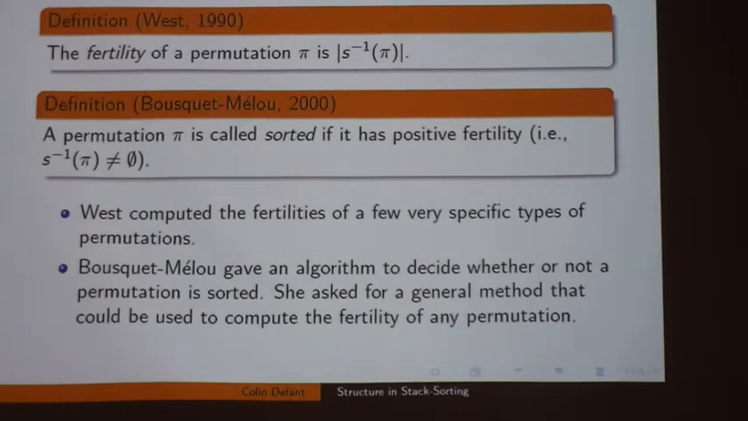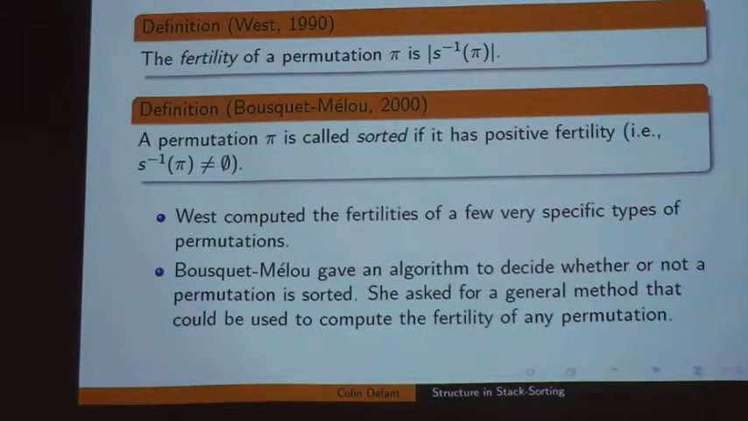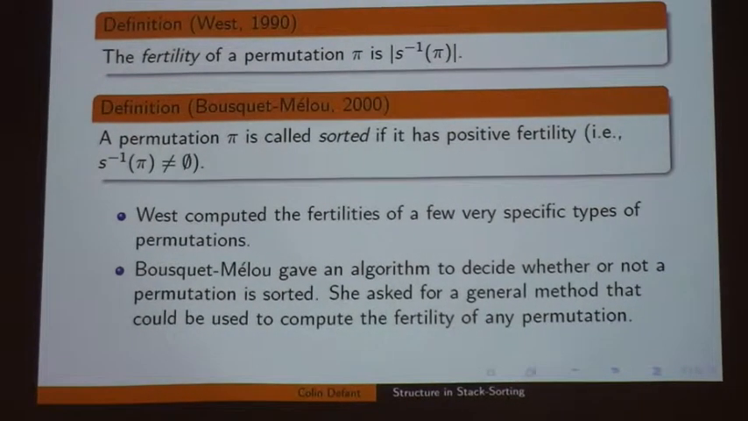Bousquet-Mélou gave an algorithm to determine whether or not a given permutation is sorted. In other words, if you give her a permutation, she can tell you whether or not the fertility of this permutation is 0. But if it's non-zero, she doesn't know how to tell you what it actually is. And she says it would be interesting to find a general method for computing the fertility of any given permutation. So that's actually what I was able to do. I found a method for computing the fertility of any given permutation.